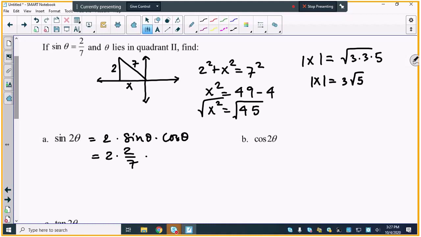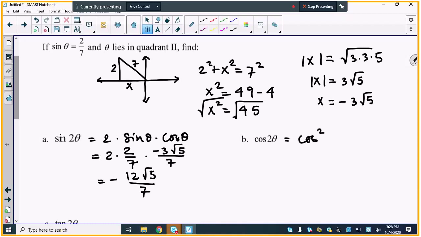So x is going to be negative 3 square root of 5 because my x is in the second quadrant where it is negative. So that tells me how much is cosine theta, and I will say it is adjacent, so minus 3 square root of 5 over 7. So I get 4 times 3, so that's a negative 12 square root of 5 over 7 as the sine 2 theta.